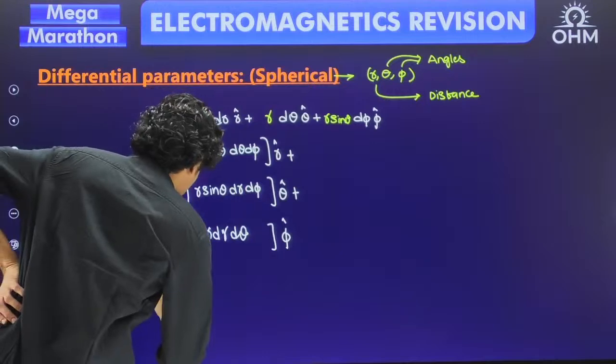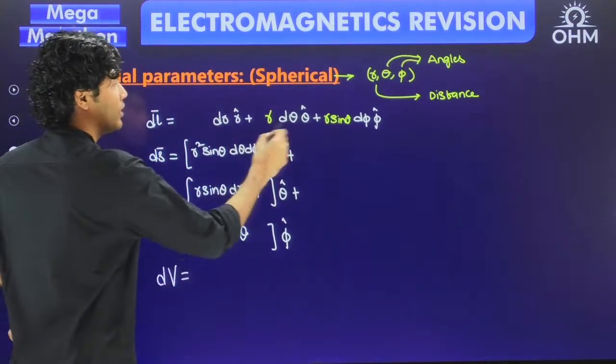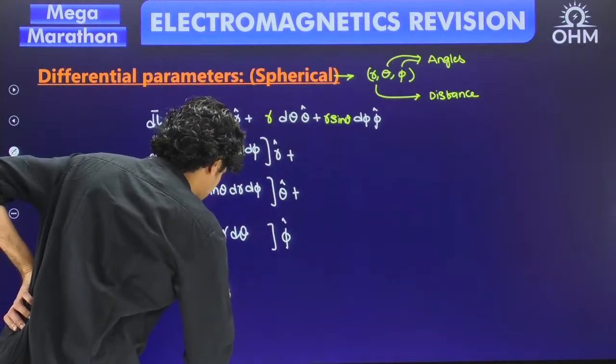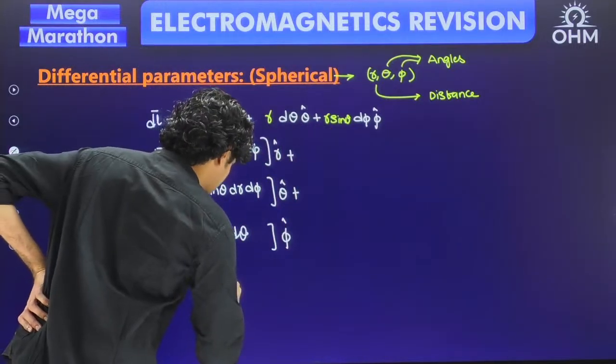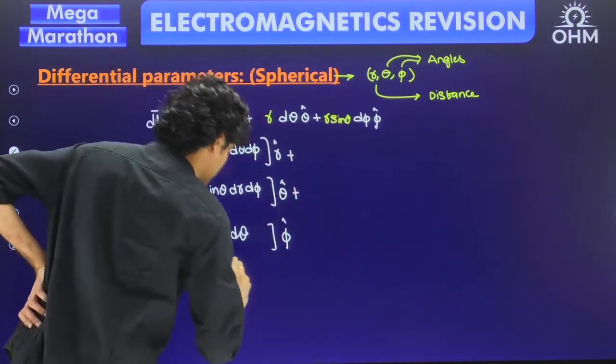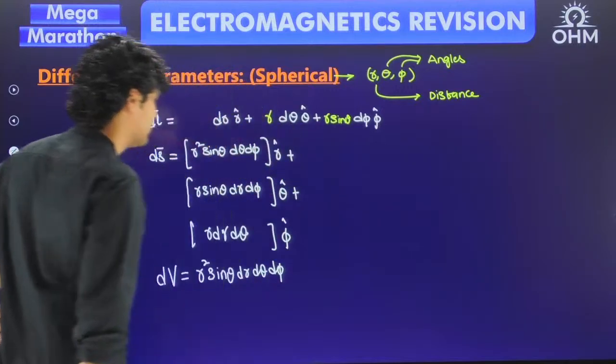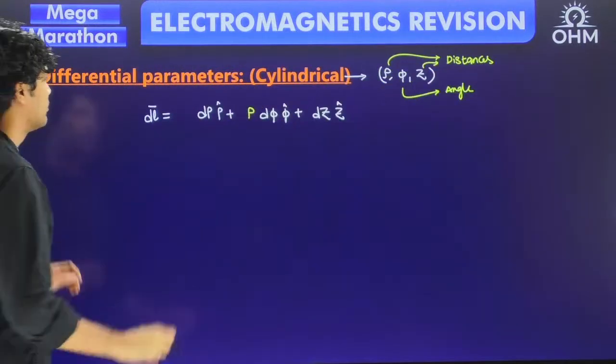And finally, what is the differential volume in case of spherical coordinate system? Multiply all the 3 lengths. If you do that, we'll get r square sine theta, and then the differential parameters dr, d theta, and d phi. That's it. Same logic in the cylindrical also.